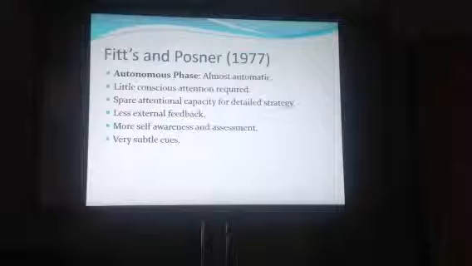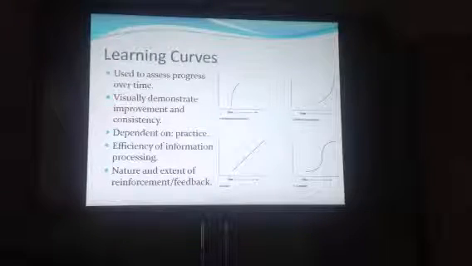So the last phase is the autonomous phase. So this is kind of where experts live. So it's almost automatic. There's little conscious attention required to carry out the skill. Spare attentional capacity is there for detailed strategy, for example. There's less external feedback, more self-awareness and assessment, so they're judging themselves and their own performances, and very subtle cues are needed.